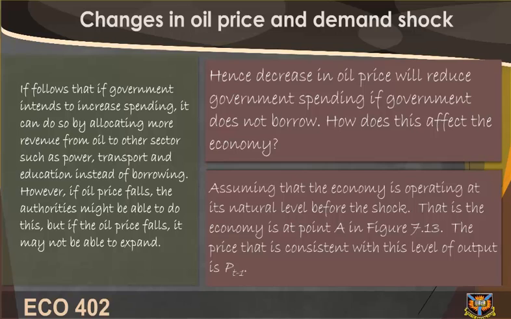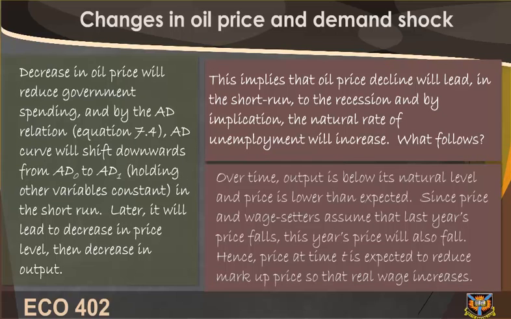How does this affect the economy? Assuming that the economy is operating at its natural level before the shock, that is, the economy is at point A in figure 7.13, the price that is consistent with this level of output is P_t-1. A decrease in oil price will reduce government spending, and by the AD relation, equation 7.4, the AD curve will shift downwards from AD0 to AD1, holding other variables constant in the short run. Later, it will lead to a decrease in price level, then a decrease in output.